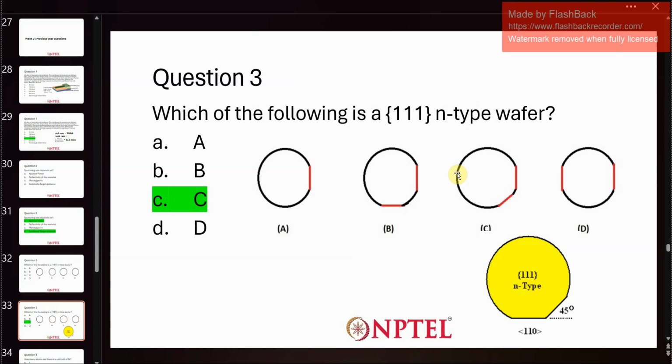The answer is C. So basically you have a flat and you have a 45-degree. So that is how n-type 111 looks like.